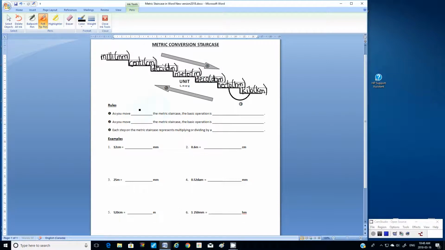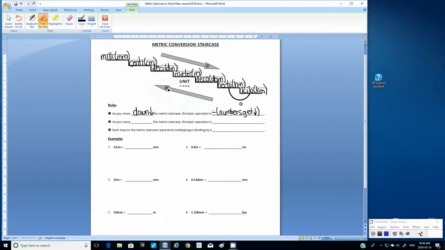As you move down the metric staircase, the basic operation is division. I want you to remember that the basic operation is division. And what's happening is when we divide, numbers get smaller.